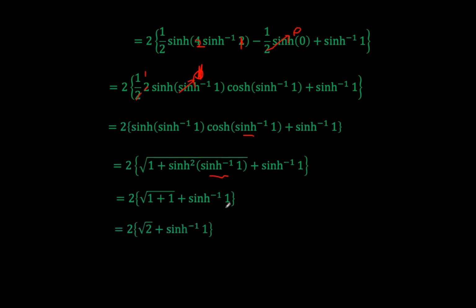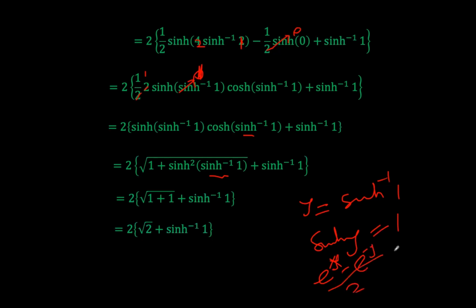Now, what is arc sinh of 1? If y is equal to arc sinh of 1, right, that means that sinh y is equal to 1, and that means that e to the power y minus e to the power negative y, all over 2, is equal to 1.